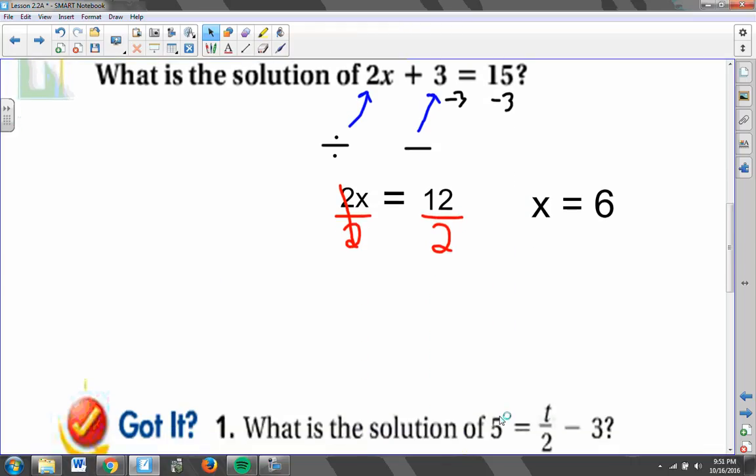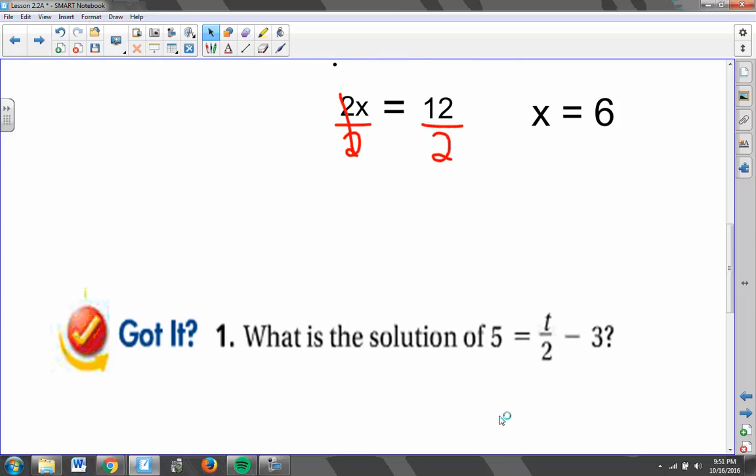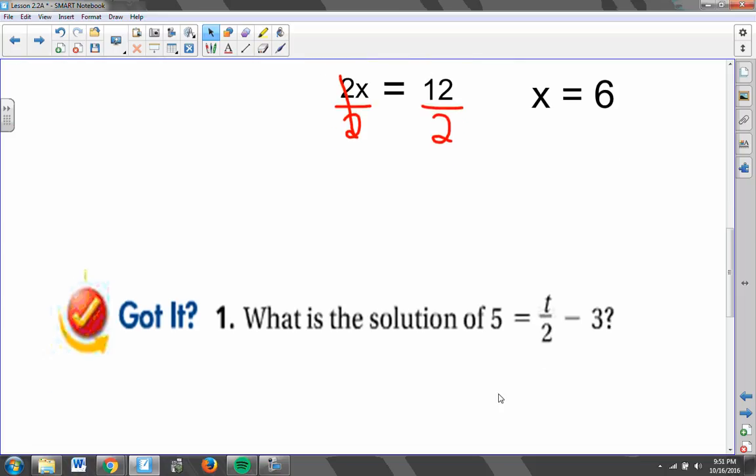Okay. Another quick example that looks slightly different. Here they're asking us for the solution to the equation 5 equals t over 2, or t divided by 2, minus 3.